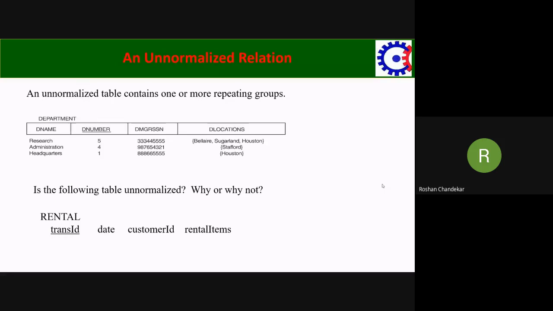Then we can discuss the unnormalized relation. What is an unnormalized relation? Look at the department table. In the department table, we can have attributes like D name, D number, DMGR SSN, and D locations. We put values into the attributes like research, administration, headquarters, and look at the D locations attribute, where we can have three values. So that department table is in an unnormalized state. We have to convert this into a normal form. How we can convert it, we will proceed with in the further lecture.